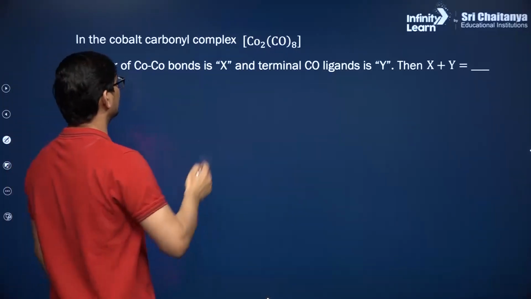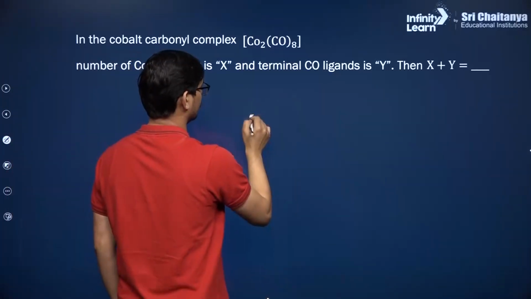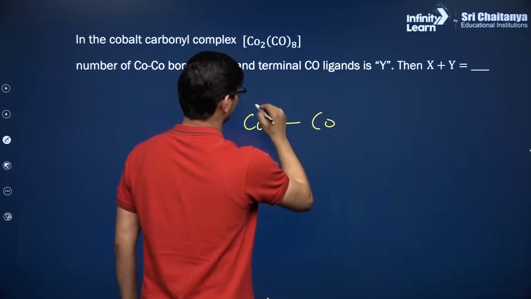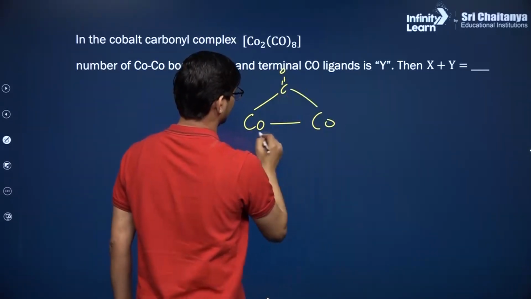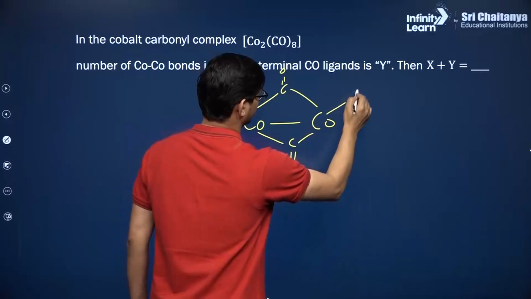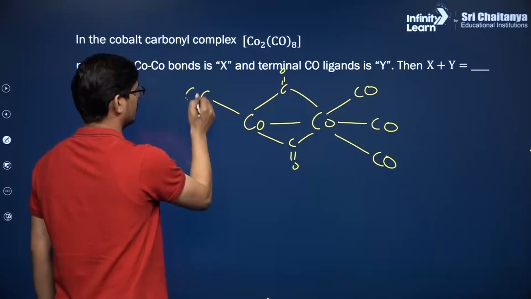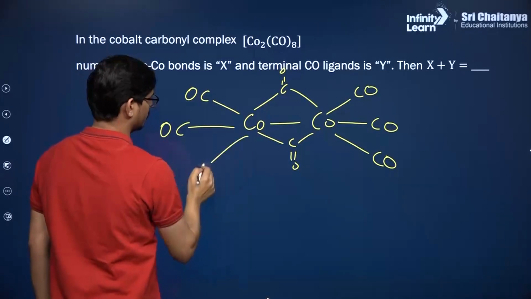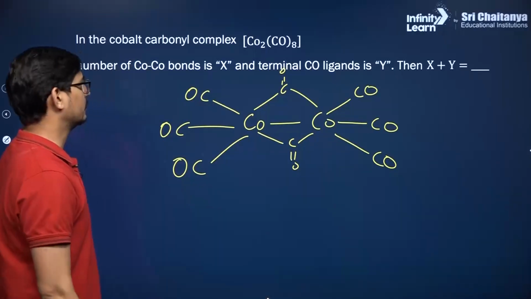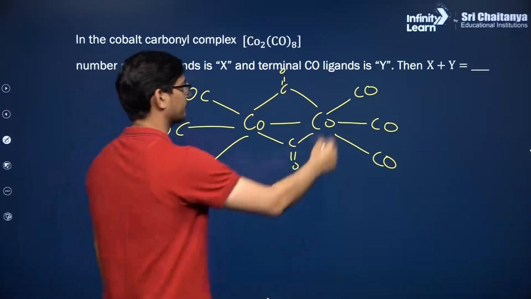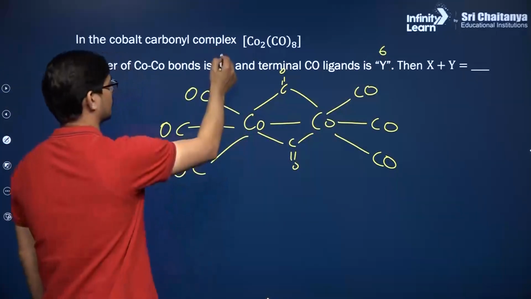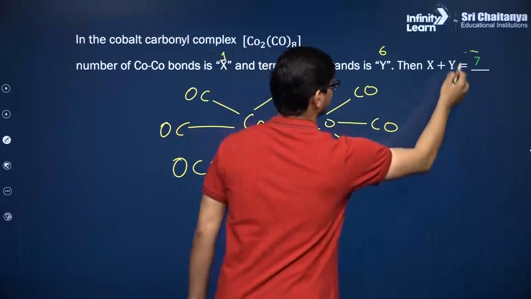In the cobalt carbonyl complex, you know that there is one cobalt bond, there is this bridging ligand, there is this bridging ligand, then there are these carbon monoxide ligands, which we call terminal, right? Non-bridging basically. So that is the structure. So the terminal CO ligands are 6 and the number of metal-metal bonds is 1. So the correct answer is 7 in this case.